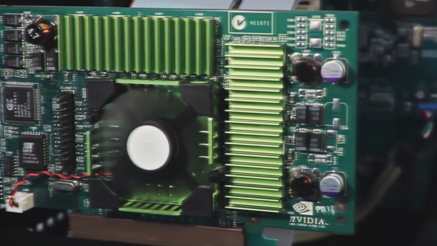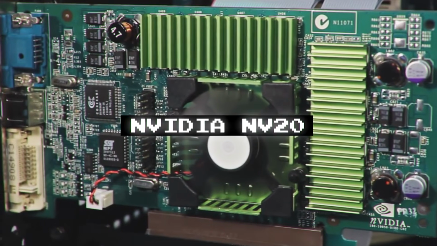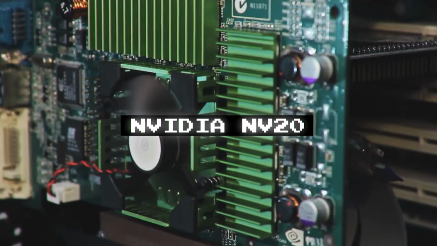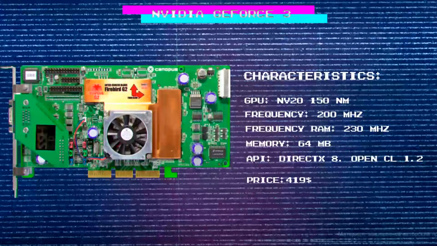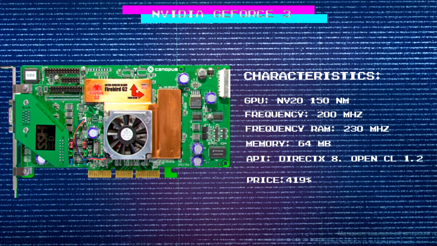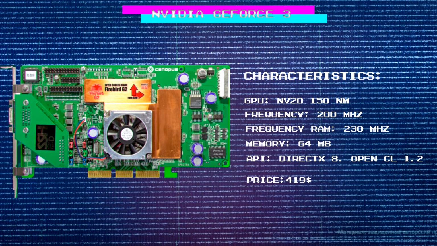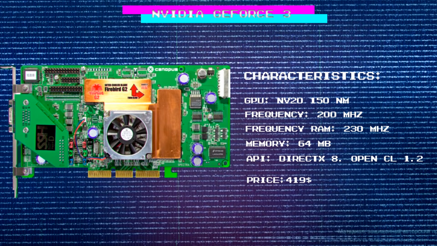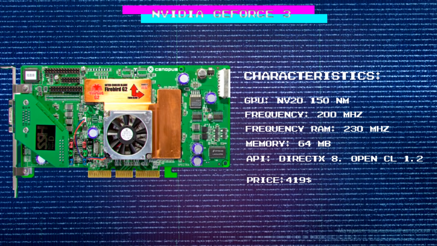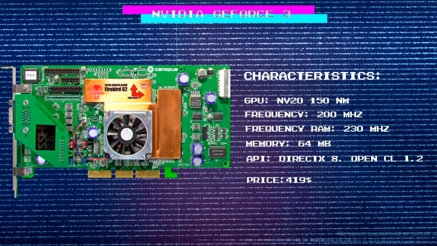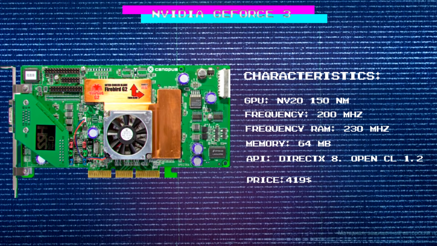2001 was marked by the release of the next chip from NVIDIA, the NV20, on which the GeForce 3 line of graphics cards was based. The processor was manufactured on 150nm process technology, and the line of video cards consisted of GeForce 3, GeForce 3 Ti 200 and Ti 500 solutions. They differed only in clock frequencies.